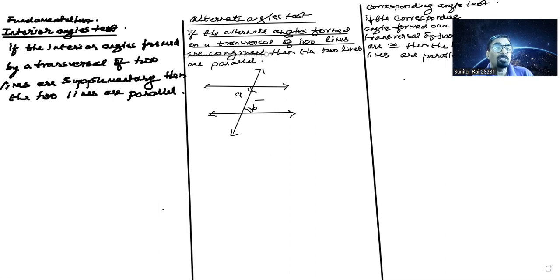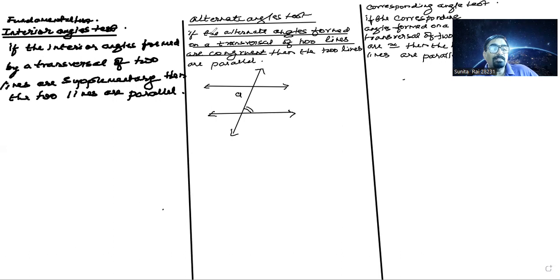Now, in your school exam, they can always ask you, children, to prove that if the alternate angles formed on a transversal of two lines are congruent, then the two lines are parallel. I am required to do four things, am I right? I have to draw the picture, write given, write to prove, and then the proof.